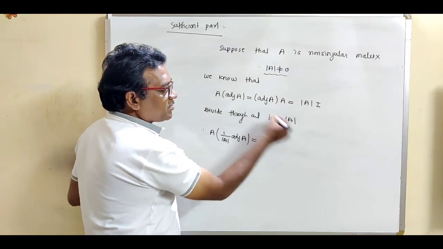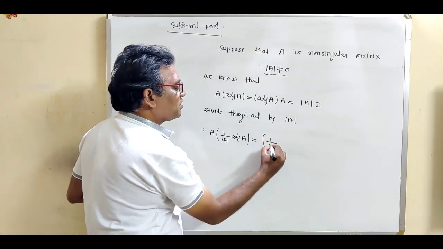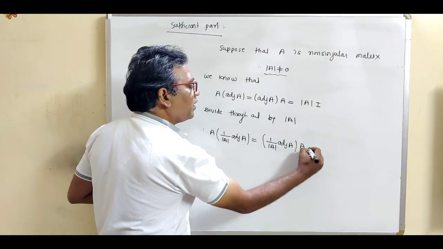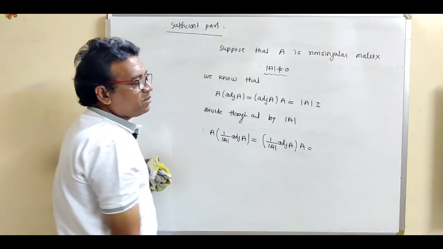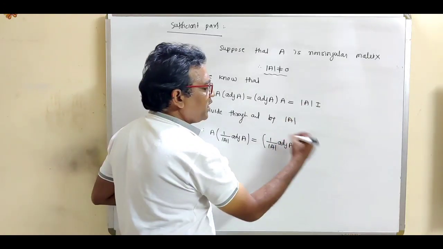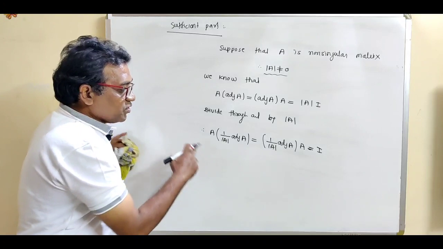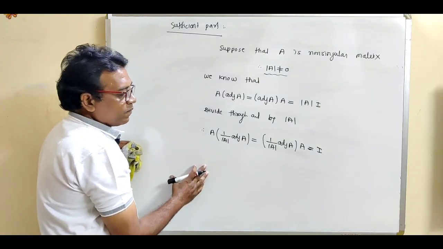Into the second bracket, just divide by the determinant of A. So this is 1 upon determinant A into adjoint of A into A. And if we divide this third term by determinant of A, the determinant A gets cancelled, so this is equal to I.